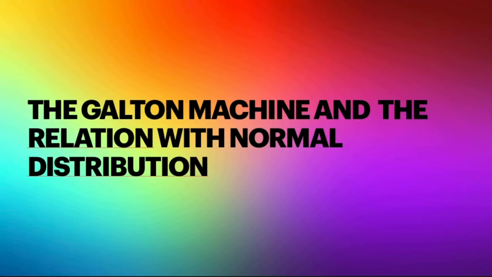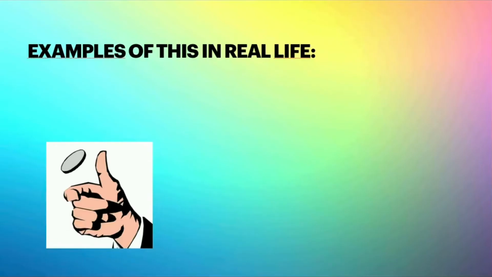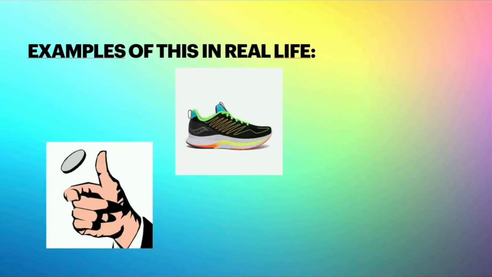The Galton machine and the relation with normal distribution. First of all, we'll start by defining normal distribution, which is a probability distribution that is symmetric about the mean, showing the data near the mean are more frequent in occurrence than data far from the mean. In graph form, normal distribution will appear as a bell curve. It's normally seen in real life situations.